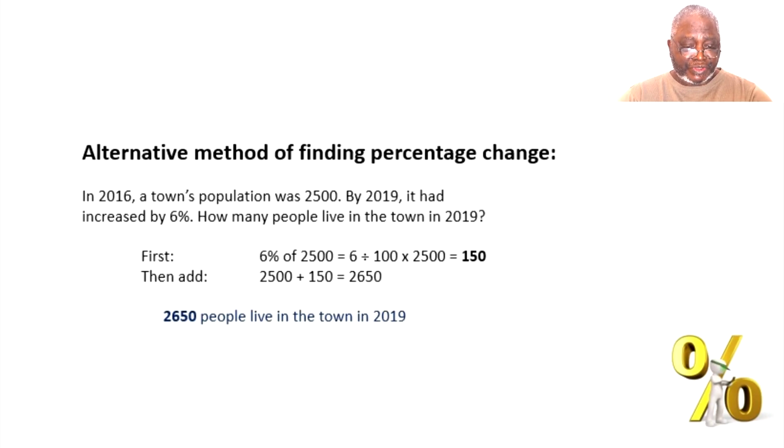In 2016, a town's population was 2,500 and by 2019 it had increased by 6%. How many people live in the town? First, just find 6% of 2,500, which will be 150, and then you add that 150 to 2,500 and you'll have 2,650.